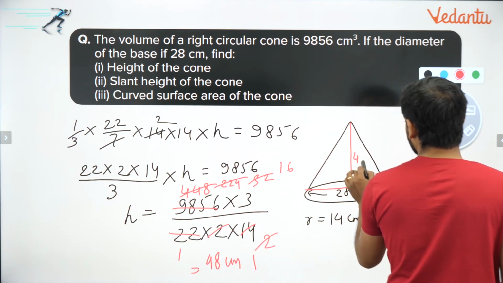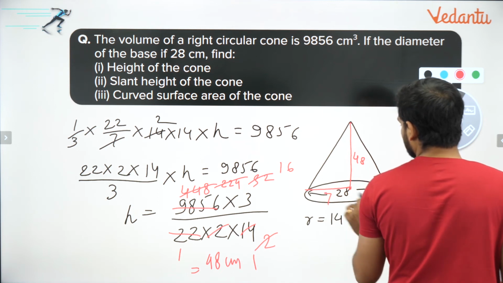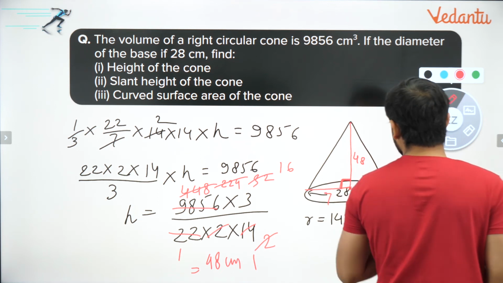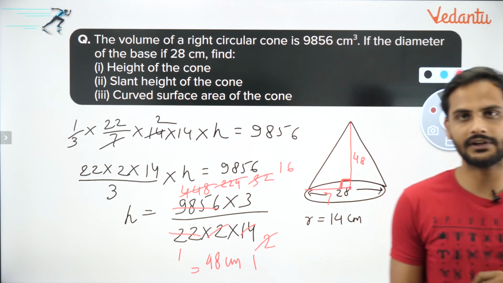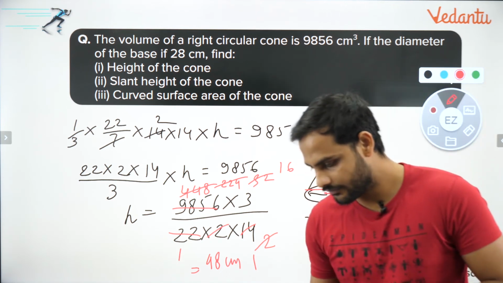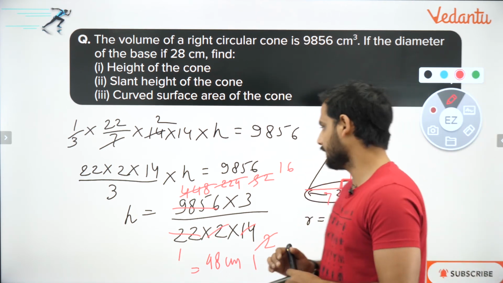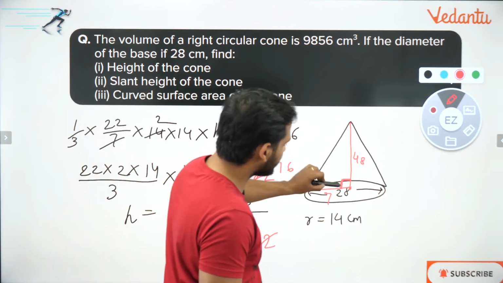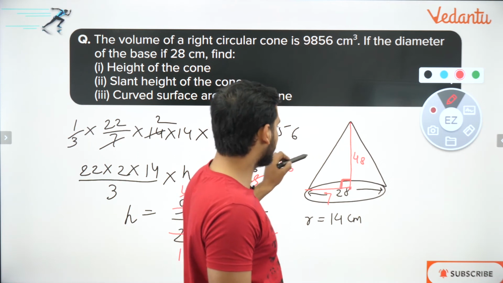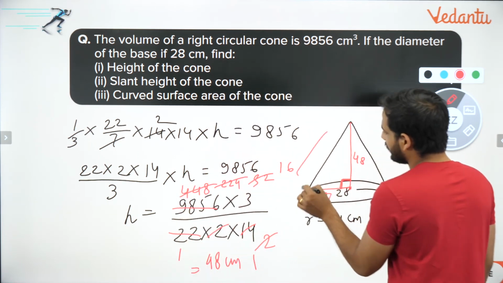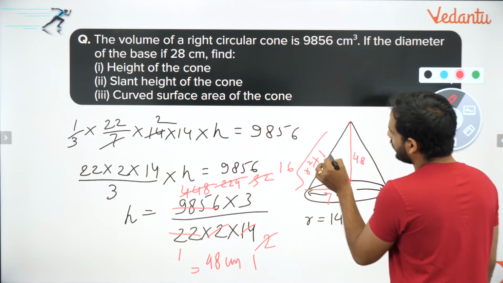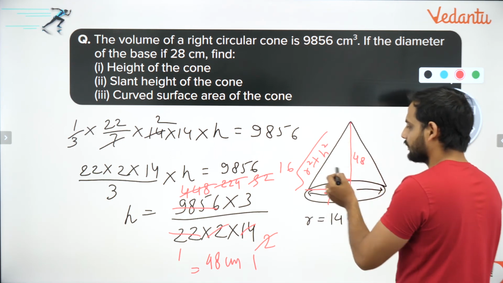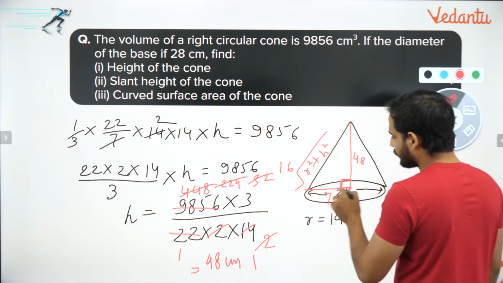Now what you think? This is 48 centimeter, this is 7 centimeter. This part we need to find out. Now think very clearly yaar. We know this is a right angle triangle always, so this length, slant height, will be equal to under root of r square plus h square, or if you don't know this, directly use the Pythagoras theorem. This is hypotenuse, so radius square plus height square.